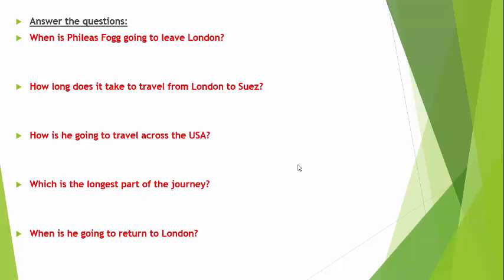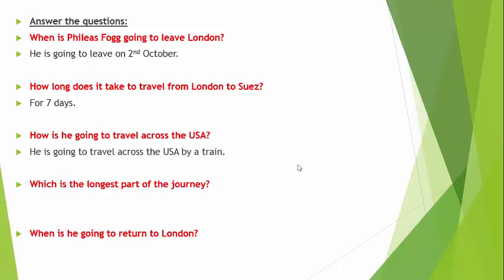Now, answers. He is going to leave on the 2nd October. How long does it take to travel from London to Egypt? For 7 days. How is he going to travel across the USA? By train. Which is the longest part of the journey? From Japan to the USA. It would take him 22 days. When is he going to return to London? On 21st December.